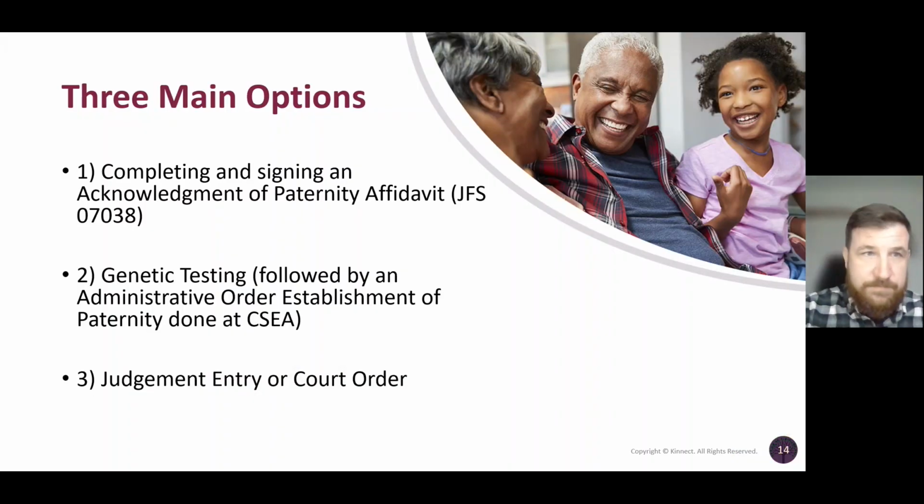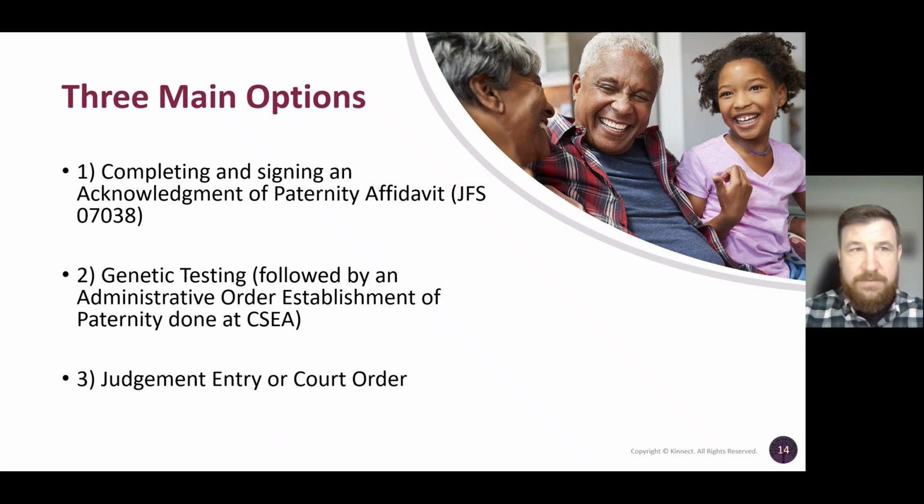The first is having all the parties sign the AOP, right? The acknowledgement of paternity affidavit, it is a JFS form. There's the number for you right there. I'm going to have more on each of these. I'm going to go in a little bit more depth.